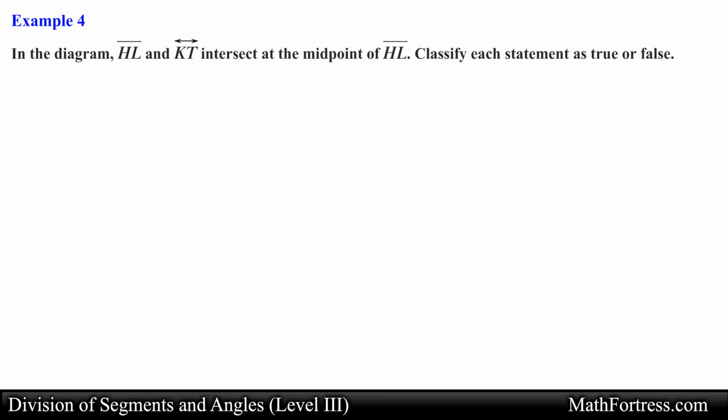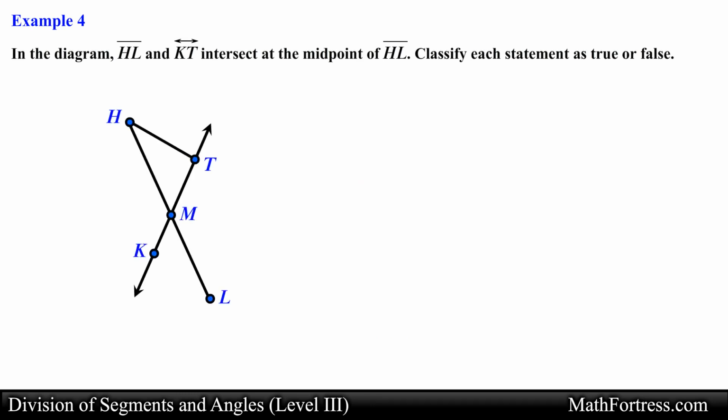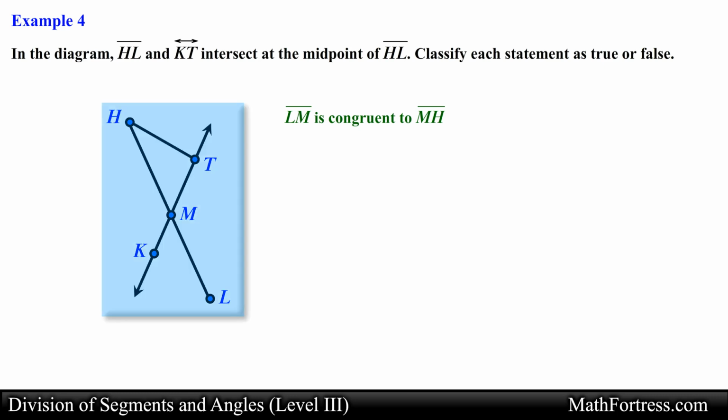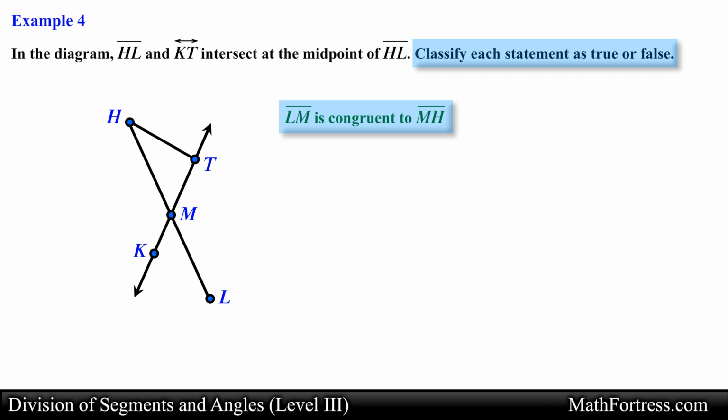Alright, let's move along to the next example. In the diagram, line segment HL and line KT intersect at the midpoint of line segment HL. Classify each statement as true or false. Segment LM is congruent to segment MH. In this problem, we are provided with a diagram, along with some geometric relations. We are asked to determine if the following statement is true or false.